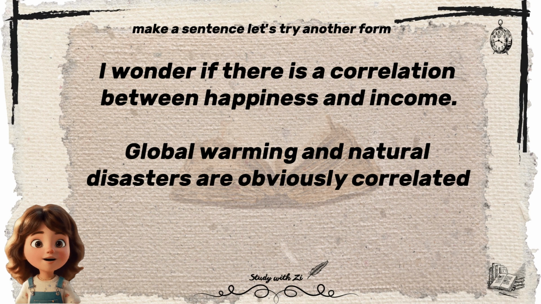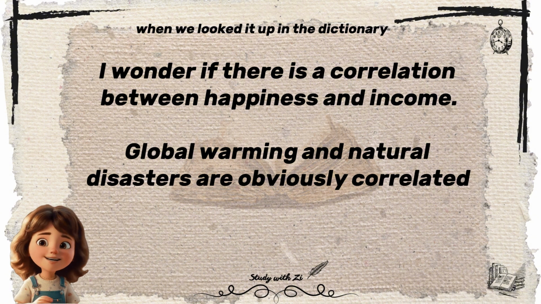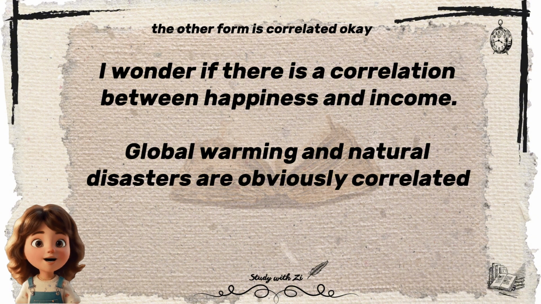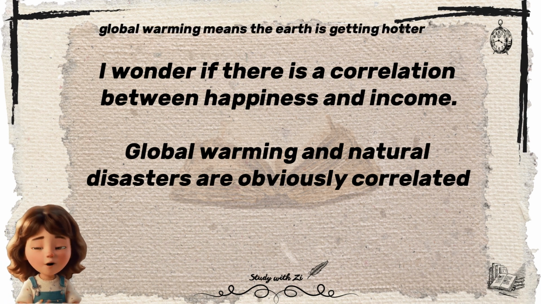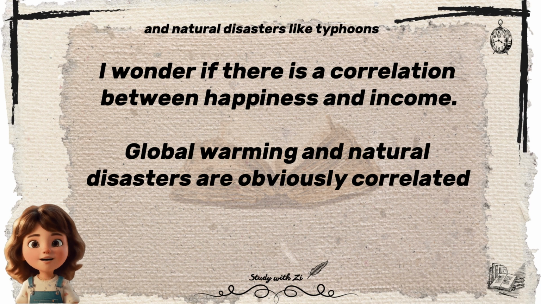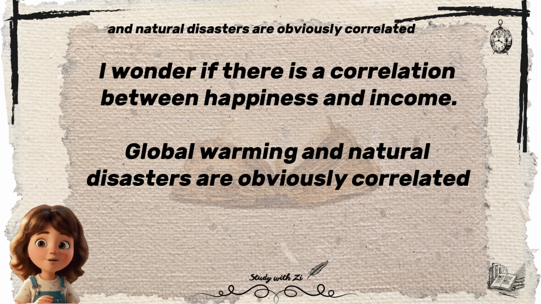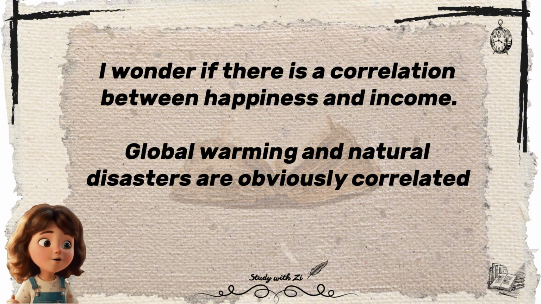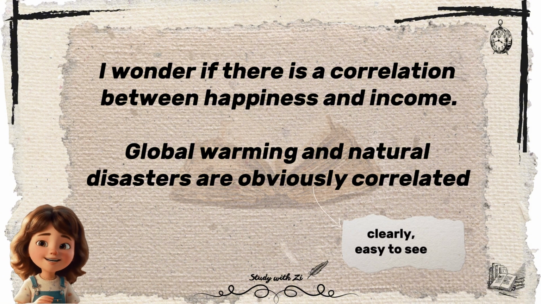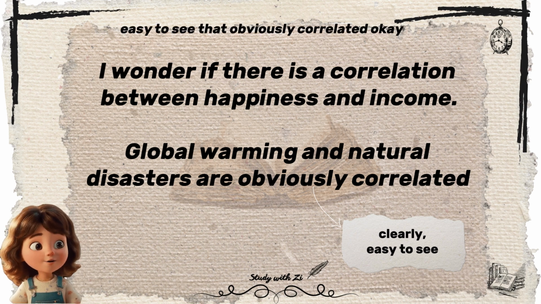Let's try another form. Remember, we learned another form when we looked it up in the dictionary. The other form is correlated. Okay? So, let's see. Global warming. Global warming means the earth is getting hotter. And natural disasters like typhoons, hurricanes, right? This kind of thing. And natural disasters are obviously correlated. Obviously means easy to see. Clear. Clearly. Easy to see that. Obviously correlated.